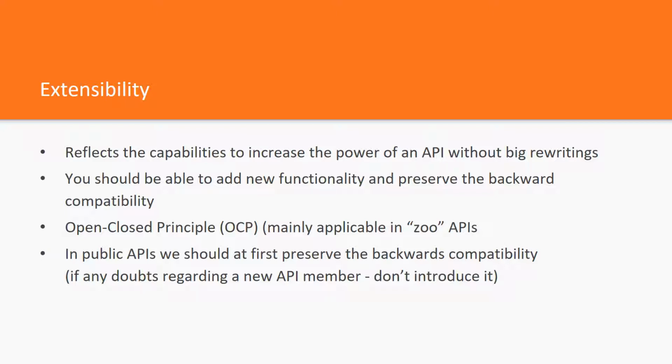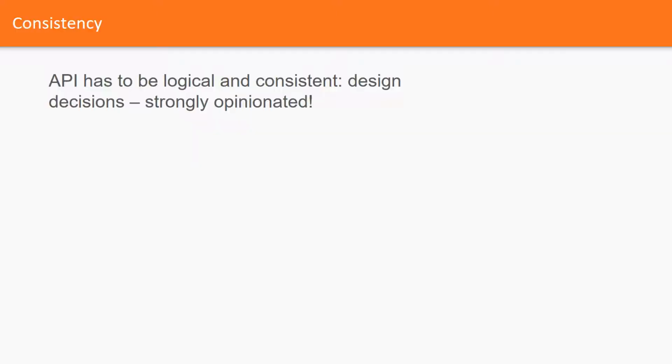When we're talking about public APIs, we should at first preserve backward compatibility. Changing an existing API so that it will break any existing clients is the greatest sin. Unfortunately, this sin cannot be avoided sometimes, but you should strive to break clients' code as rarely as possible. An API has to be logical and consistent.